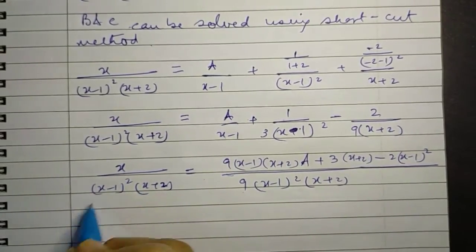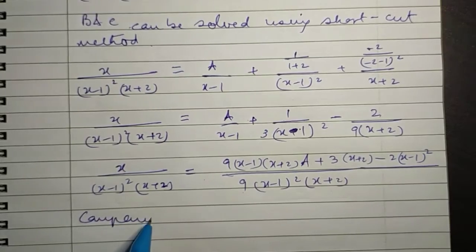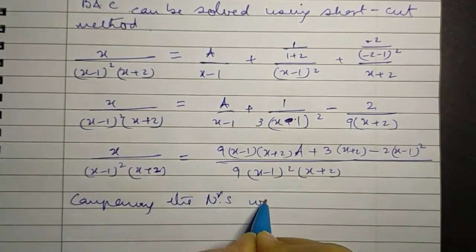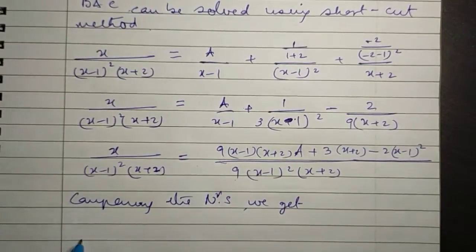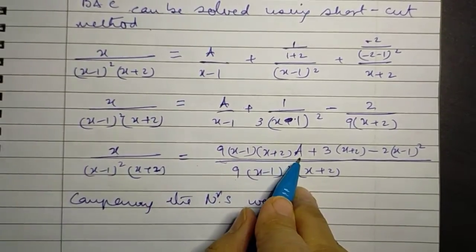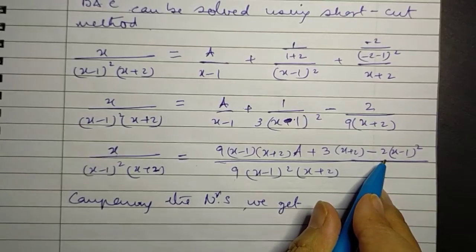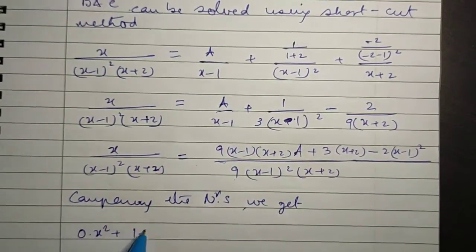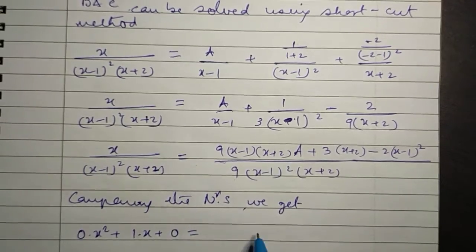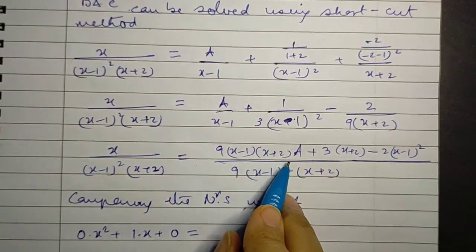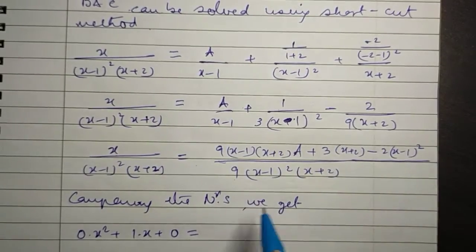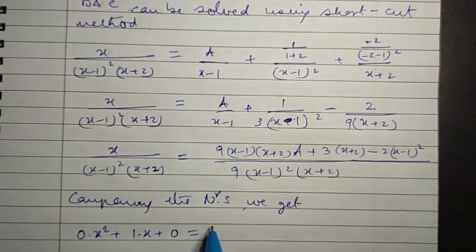So what we do is comparing the numerators, we get... Now there will be an x squared term, an x term, and a constant term. So we write 0 into x squared plus 1 into x plus 0 is equal to. Now let's solve for the x squared term, the x term, and the constant term. So for that, let us just simply open it first.